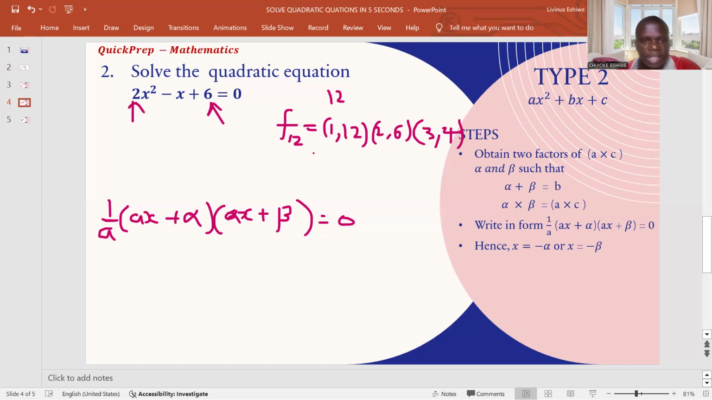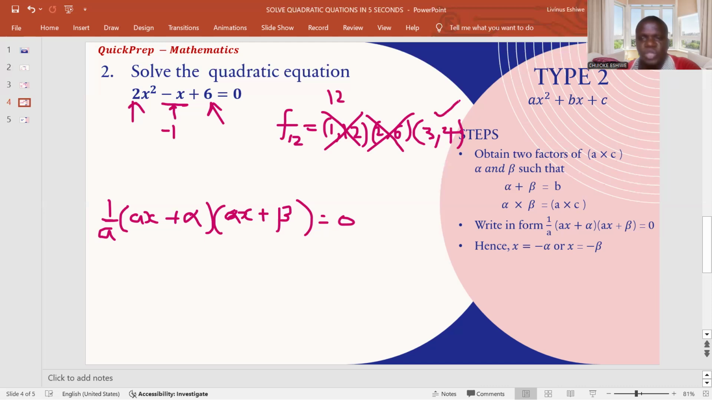Now, we are asking ourselves which particular factors among these will be able to give us the value here. Remember that this value here is minus 1, because this is minus x, which is also minus 1. So how can we obtain minus 1 from these factors? Obviously, 12 and 1 can never give me 1. 2 and 6 can never give me 1. Not possible. 3 and 4, good, can give me 1.